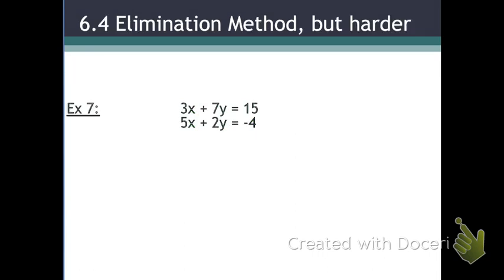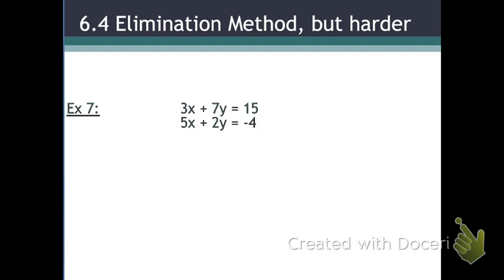This is where things get a little bit trickier because you'll notice my x's and my y's don't match. So I have to figure out a way to get these in a scenario where they match and can be eliminated. You can choose either your x's or your y's. It doesn't matter. And all we're looking for is a common multiple, something that I could turn both of these into, which would allow me to eliminate. So I'm going to go ahead and let's do the x's. So I know 3 and 5 both go into 15.